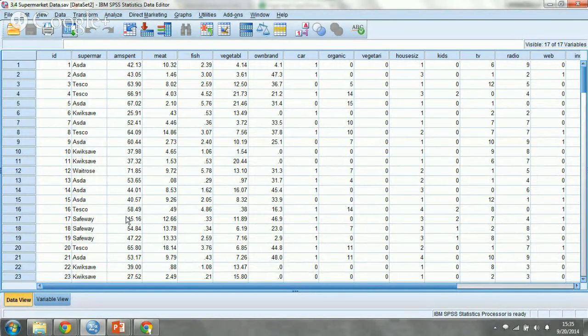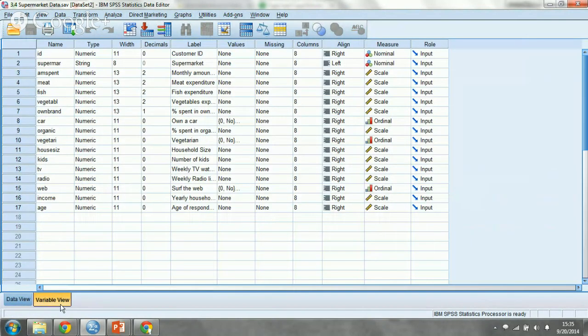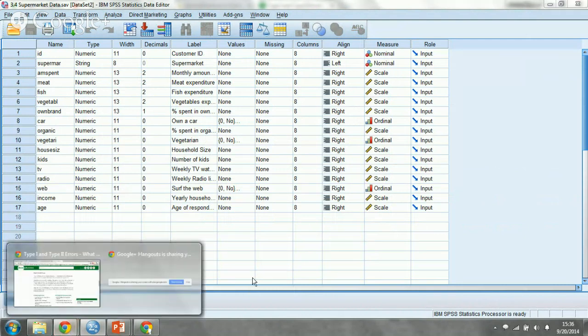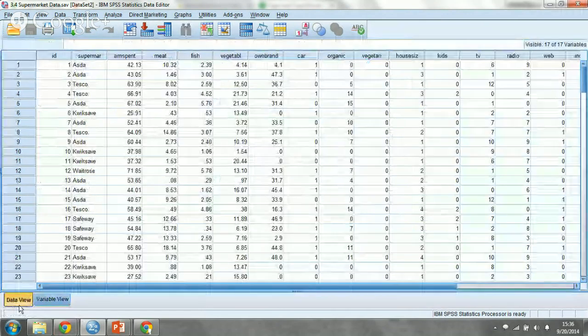So you can see here we have our data view. I'm going to switch briefly over to the variable view. You can see the list of variables with their labels, and some of them have values and obviously the measurement. But we're going to switch over to the data view, and we see all of the variables going across in the columns, and each case, each respondent's answers, going vertically.